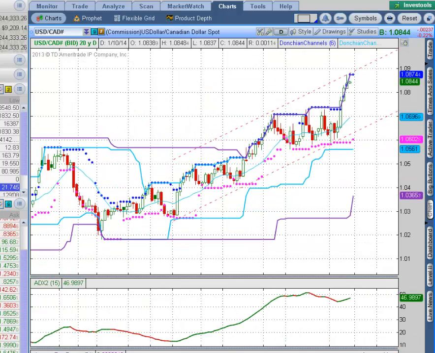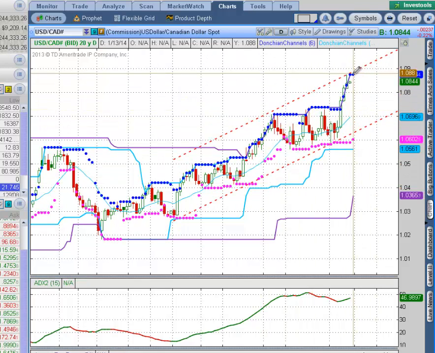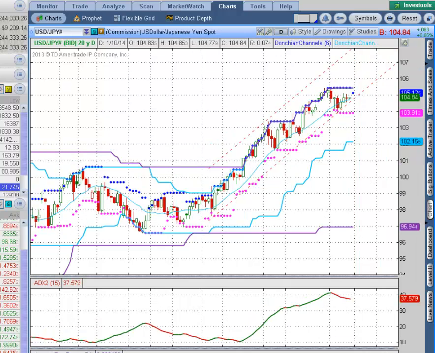Here's the US dollar CAD. It's in a short-term uptrend channel, and price is attempting to break out of the top of the channel. Here's the US dollar yen. It's also in a short-term uptrend channel. Price is consolidating a little bit at the bottom of the channel.